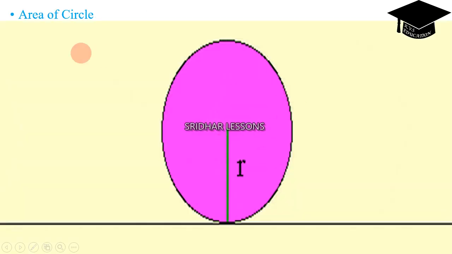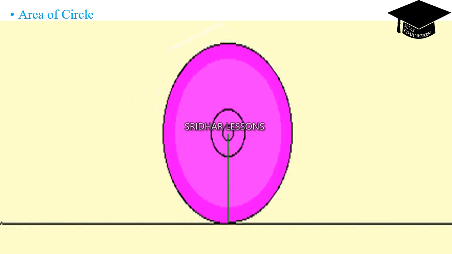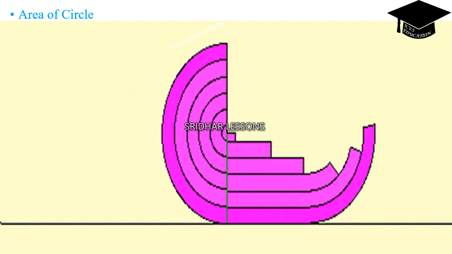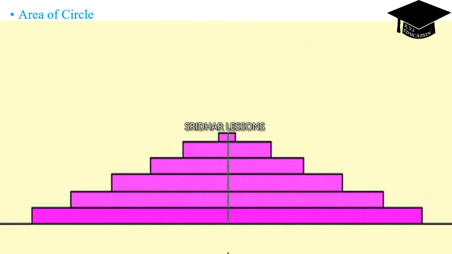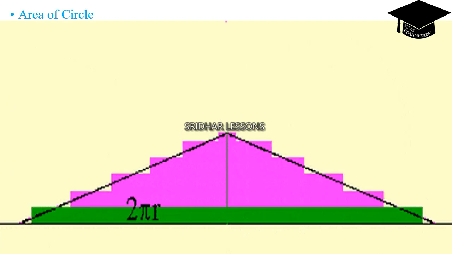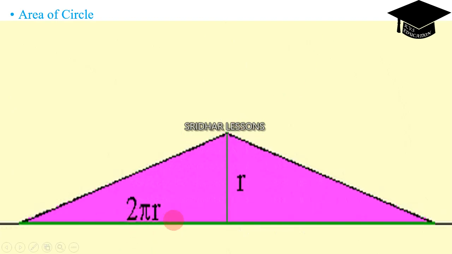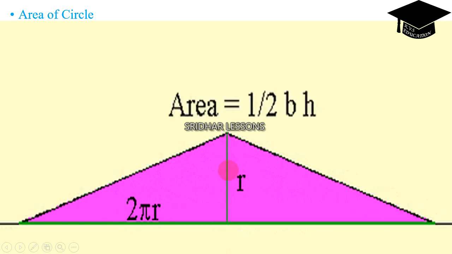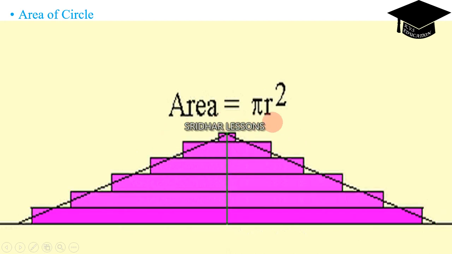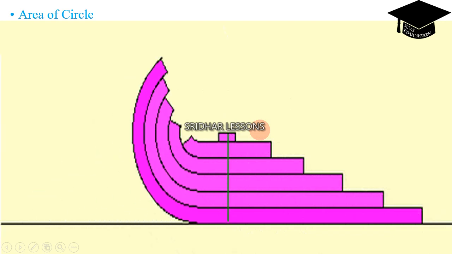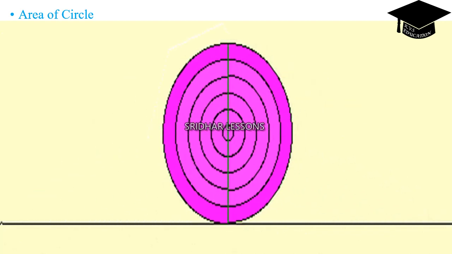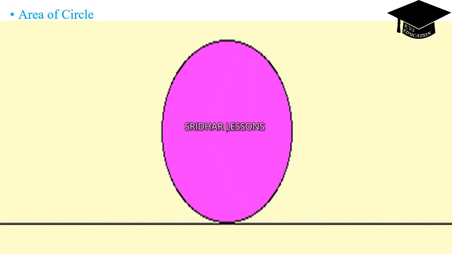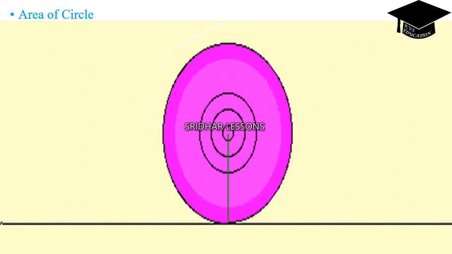Area of the circle. See this picture carefully. Formula is 2 pi r. Okay, here r is the radius of the circle. And the area of a circle is equal to pi r square. How was this formula derived? Okay, observe this picture carefully.